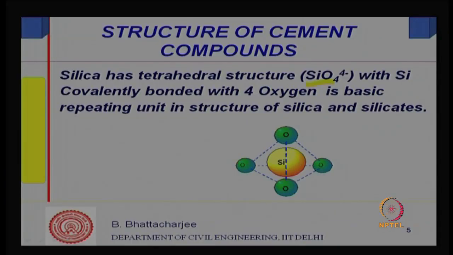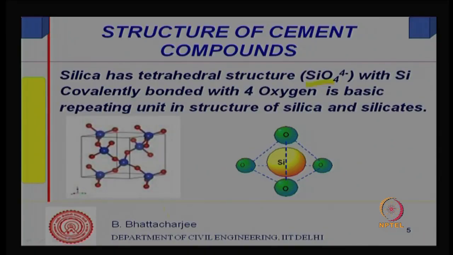Like this, the silicon here, there are 4 oxygen atoms, they are covalently bonded with the silicon atom, and it has got 4 negative balances existing in this one. The structure of silica therefore is something like this. The blue one is the silicon, with the red ones the oxygen. Here of course, the yellow one is the silicon and these 4 are the oxygen.